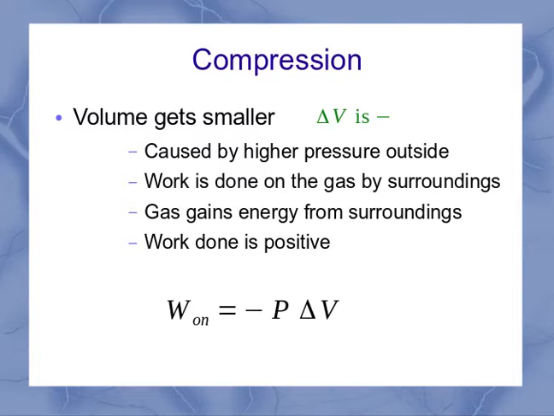So if we go back to our equation here, we have our negative out front. Our pressure is still positive, but now our delta V is negative. And the negative times a negative gives us a positive. So indeed, having this negative sign in here is what we want to be able to have our work correctly expressed for the work done on the gas, whether the gas is losing or gaining energy.